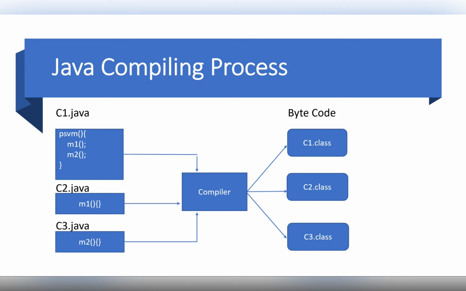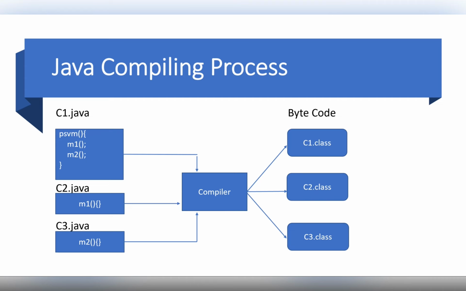Now, before going to that one, let's understand how Java compilation process works. Suppose we are having three classes, c1.java, c2.java and c3.java. In c1.java, I am writing PSVM, which is public static void main. Inside this main, we are using two methods, m1 and m2, where this m1 is implemented in c2.java and this m2 is implemented in c3. Once we wrote all these c1, c2, c3 .java files, we are compiling them. Once we give .java files to the compiler, our compiler will give bytecode, which is like .class files. For c1, c2, c3, we are getting .class files: c1.class, c2.class and c3.class.